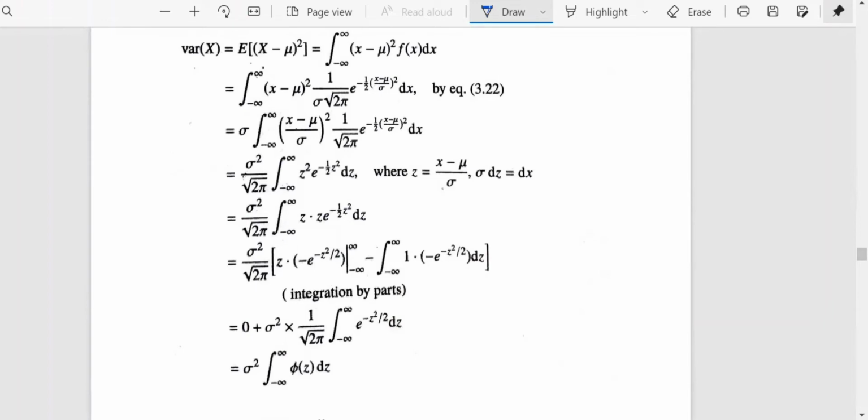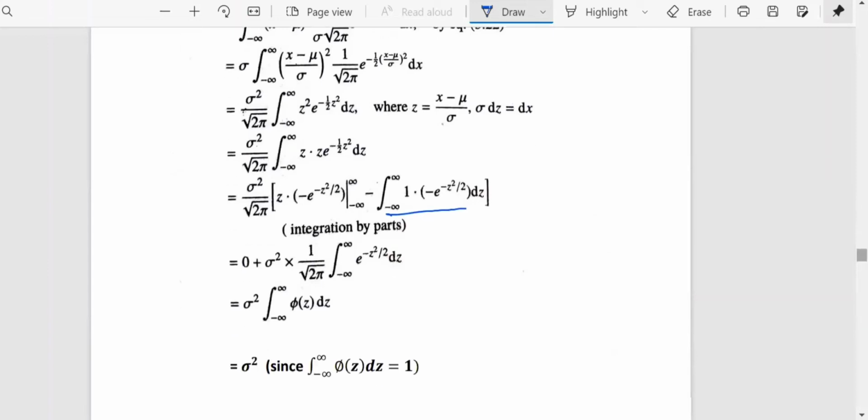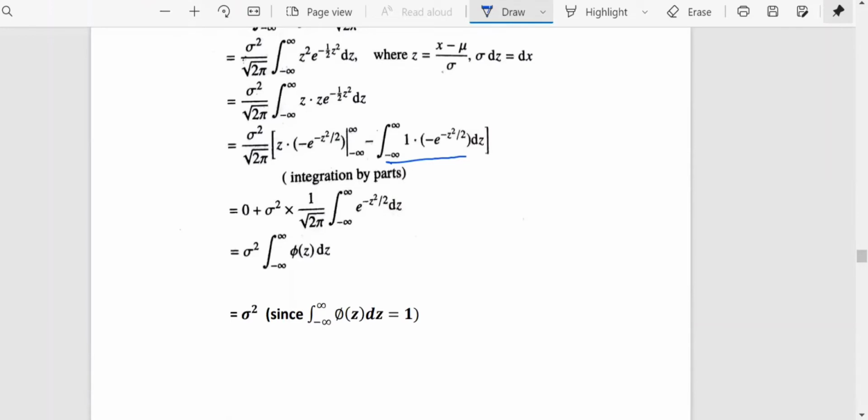Now we have sigma square times, so the first term we are getting 0, plus sigma square by root of 2 pi times the integral from minus infinity to infinity of e raised to minus z square by 2, which is sigma square times the integral from minus infinity to infinity of phi of z dz, which is equal to 1, because phi of z was the probability density function of the variable z, where z is the standard normal variable. Hence the total probability, the integral from minus infinity to infinity of phi of z, is equal to 1. Hence you are getting variance of x to be equal to sigma square.